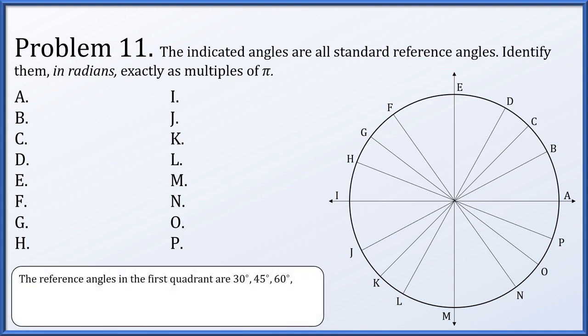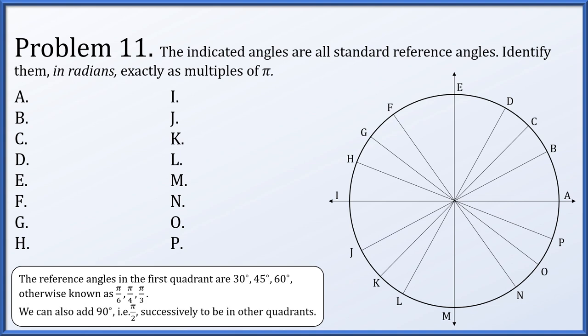Now in the first quadrant, we just kind of have to memorize what is considered a standard reference angle, and in degrees, most people memorize them first as 30, 45, and 60 degrees. Converting those to radians, you get pi over 6, pi over 4, and pi over 3. So you can also add 90 degrees, which in radians is pi over 2, successively to these reference angles to just end up in other quadrants, rotating by one quadrant, one quarter of the circle, or 90 degrees or pi over 2 radians, one by one to fill this in.